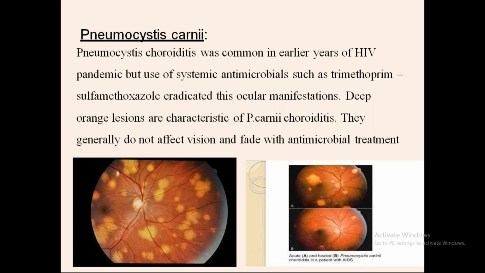Now coming to Pneumocystis carinii, it causes choroiditis, very common in earlier years of the HIV pandemic, but use of systemic antimicrobials like trimethoprim-sulfamethoxazole eradicated these ocular manifestations. You can see there are deep orange lesions. Usually they don't affect visual acuity.